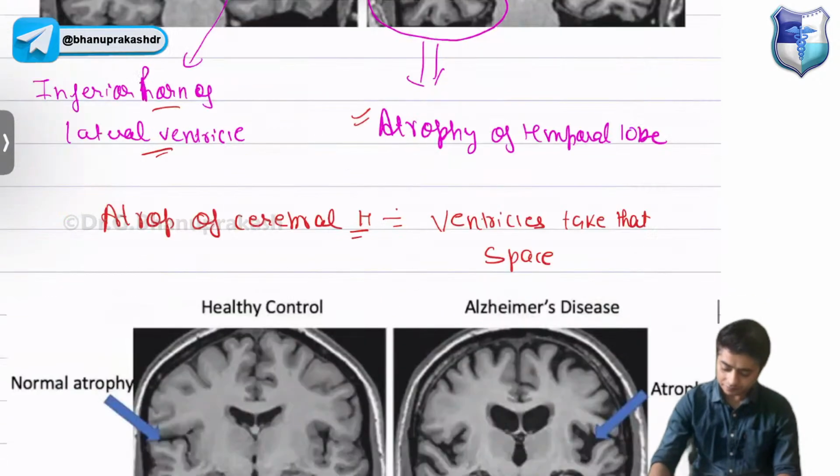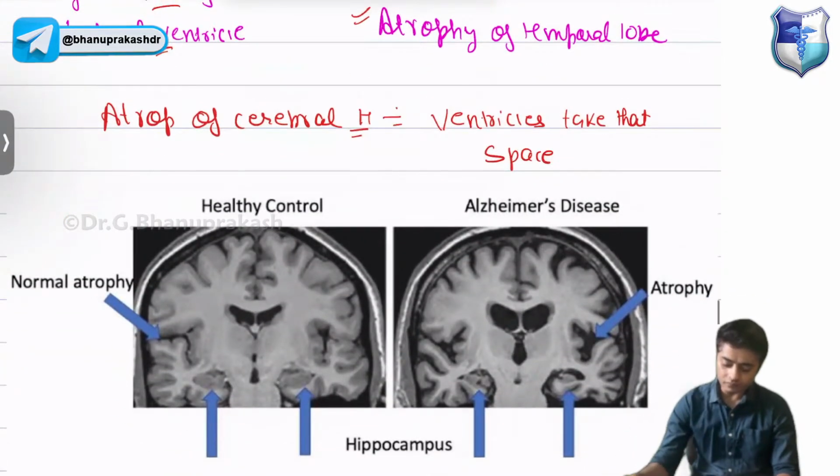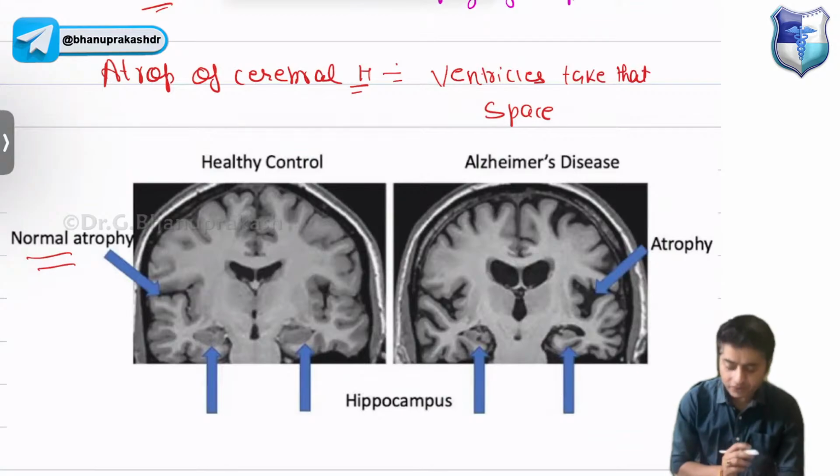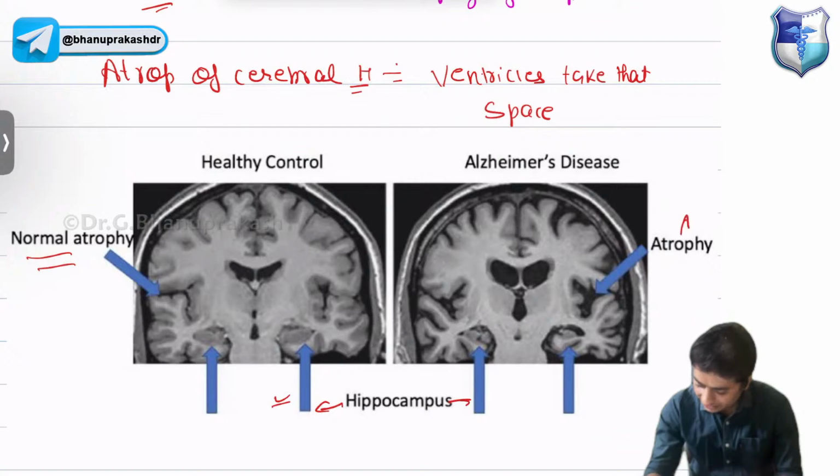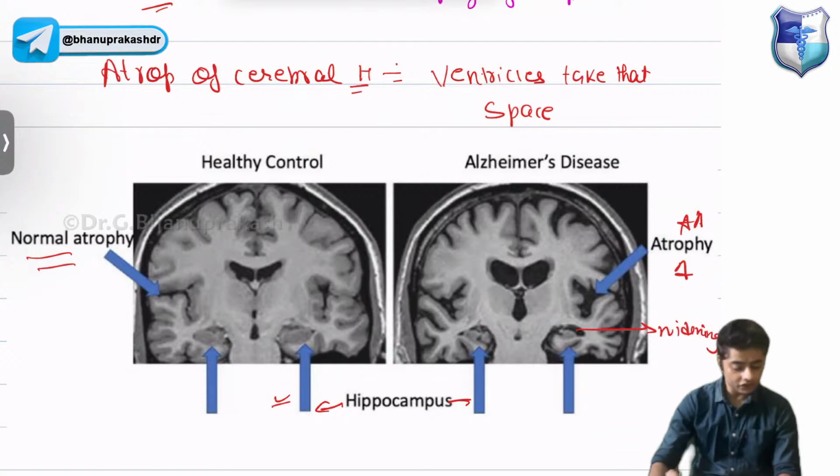Done. See, normal hippocampus. See this hippocampus and this hippocampus. Now see this atrophy of the temporal lobe and widening.